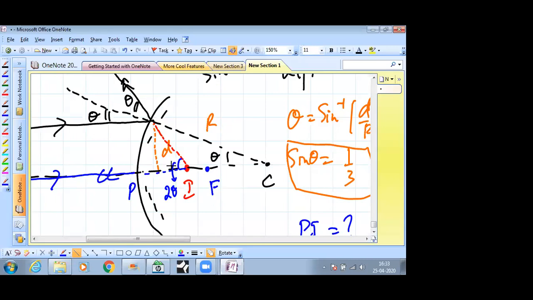So based on that, and this distance is d over here, we can find out how much this distance is. I've dropped this perpendicular from here, and this perpendicular distance was d.